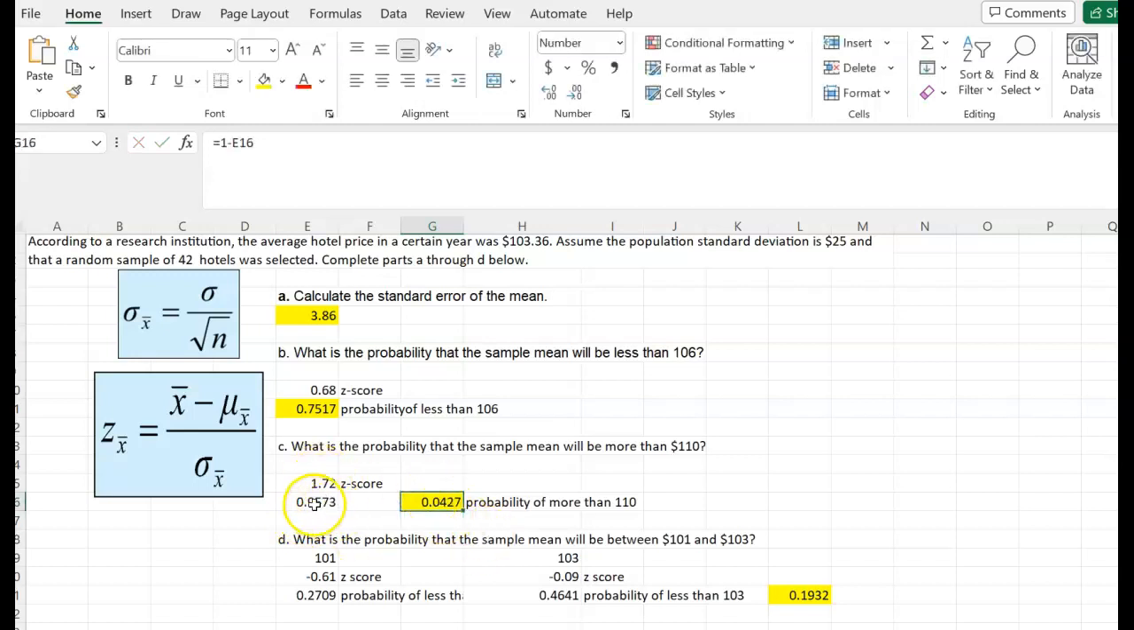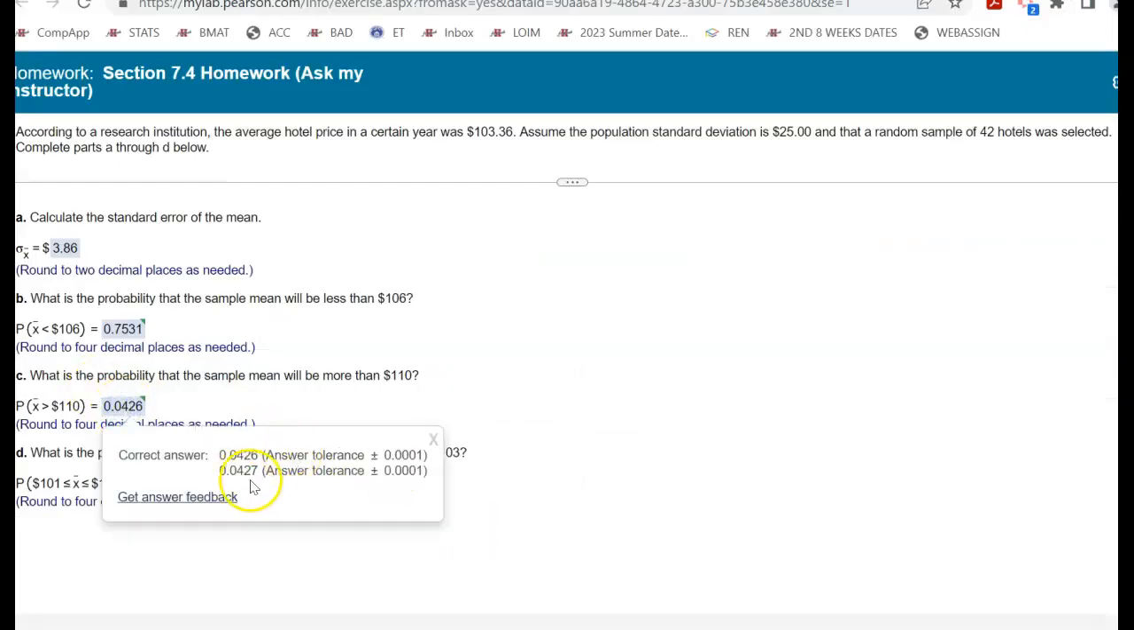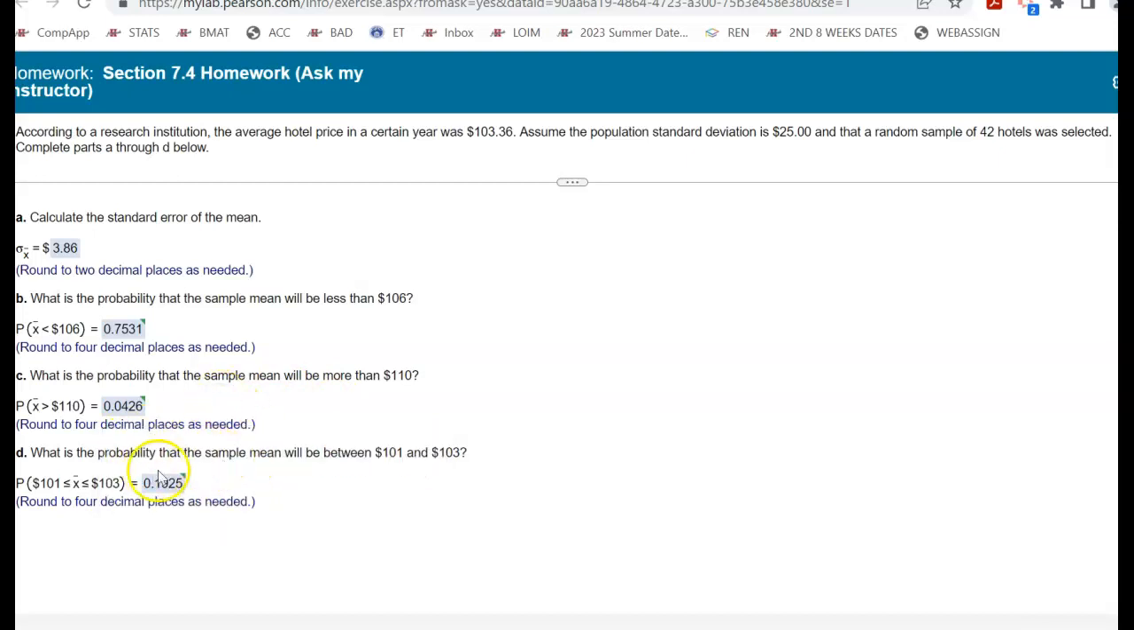Okay, so if you added the less than and the greater than probabilities together, remember the probability under the curve is always equal to 1. Okay, so there's your more than sign. Okay, let me just show you again. So I got 0.0427. So you can get either of these plus or minus 0.0001. So there's a lot of the answers that'll work here because of the rounding.